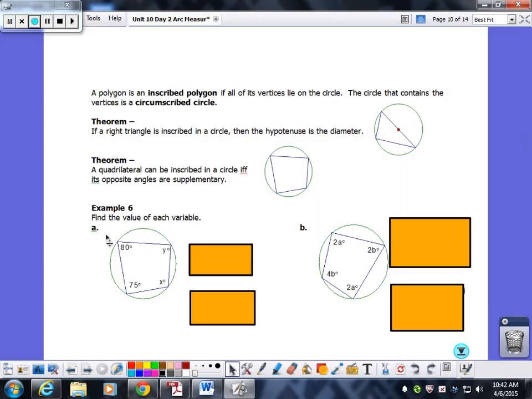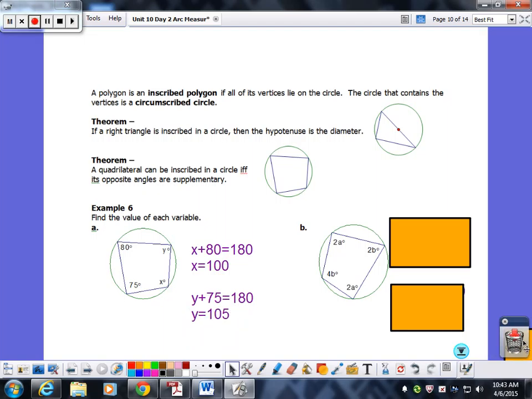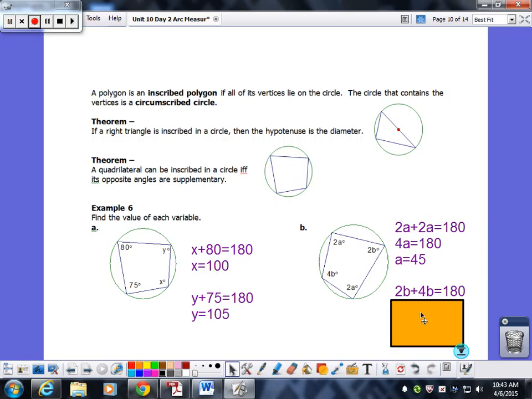Example 6 says find the value of each variable. Now again, we have to remember we have a quadrilateral whose opposite angles are supplementary. So in this case, x plus 80 should add up to 180 because they're supplementary. So subtract 80 from both sides, x should be 100. Same thing with y. Y plus 75 equals 180. Subtract 75 from both sides, you get y equals 105. In example B, 2a plus 2a equals 180. So 4a equals 180, which means a equals 45. And b: 2b plus 4b equals 180. 6b equals 180, which means b equals 30.